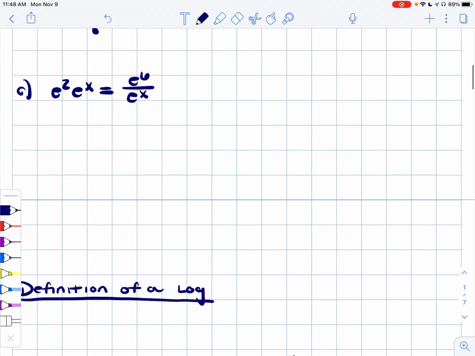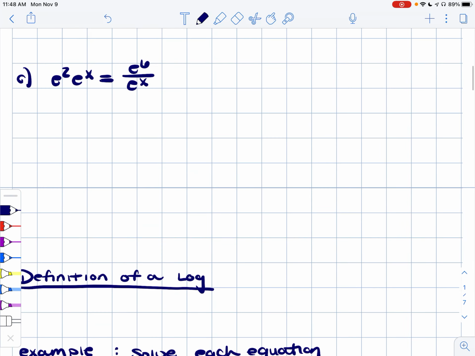All right, let's do one more with this one-to-one property. Let's do e squared times e to the x is equal to e to the 6th divided by e to the x. So already we can see that everything has the same base. Everything is a base of e. But in order to use the one-to-one property, we need just one term on the left and one term on the right. Right now we have the e squared times e to the x, so we need to simplify that. On the right, we have the e to the 6th divided by e to the x, so again, we need to simplify that. So here, just remember your exponent properties.